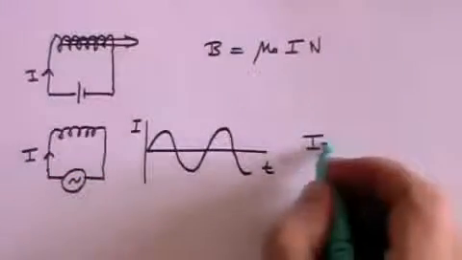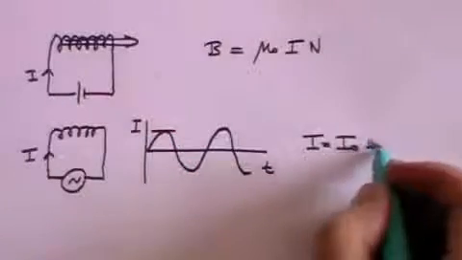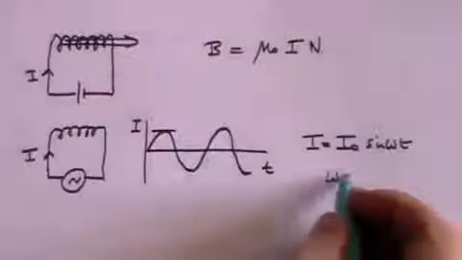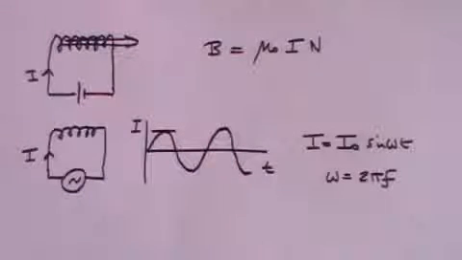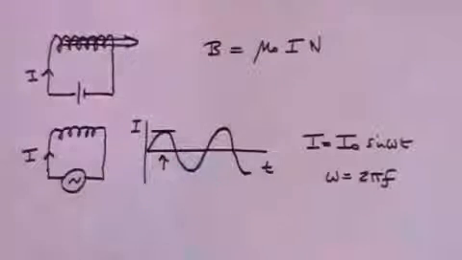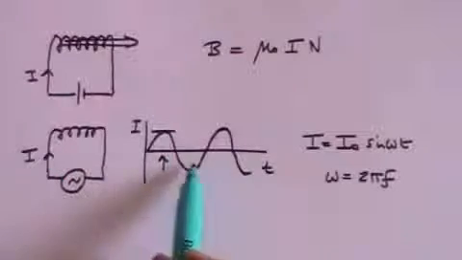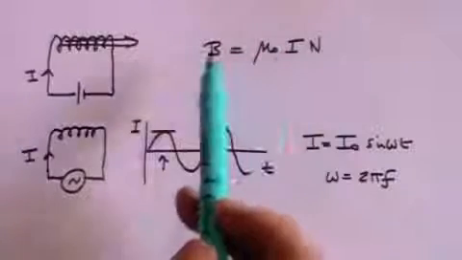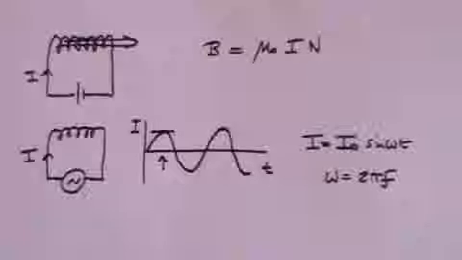It will have a form I equals I naught, where I naught is the maximum value, times sine omega t, where omega is 2 pi f, and f is the frequency of the wave, which is the number of times a crest passes a particular point in 1 second. And that will therefore have a varying current because it's constantly going up and down. And if you have a varying current, then according to this you will have a varying magnetic field. Now, what has all that got to do with it?